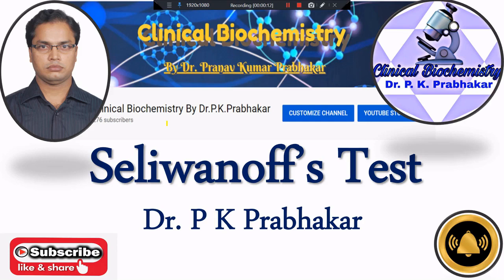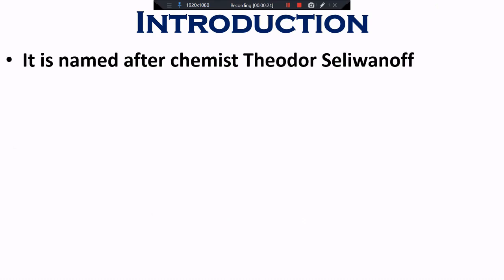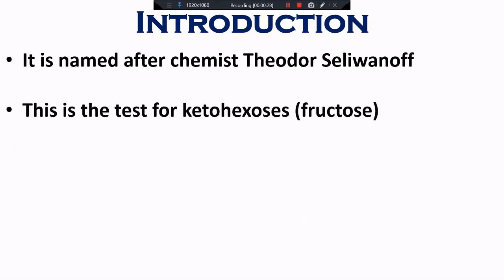Today we are going to discuss the Seliwanoff test. It is named after the chemist Theodore Seliwanoff. We normally use this test to differentiate between ketohexose and aldohexose. Ketohexose means a carbohydrate which has a keto group and is a 6 carbon sugar. An example of ketohexose is fructose. So we can differentiate between ketohexose and aldohexose, as well as fructose and glucose.